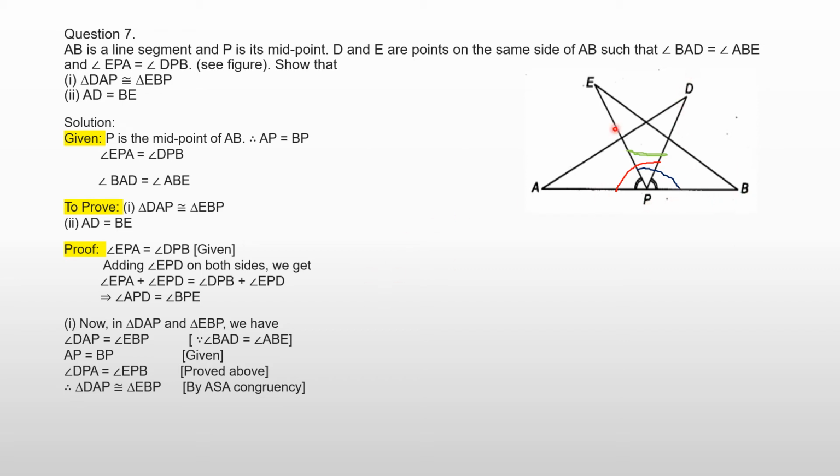Angle BDAP is equal to angle EBP. It is given to us already. AP is equal to BP because P is the midpoint, it is given to us. This we have proved here. So by the congruence rule, what is the congruence rule? ASA, both triangles are congruent. Now both triangles are congruent, so by CPCT, the remaining parts, that is AD and BE, are equal.